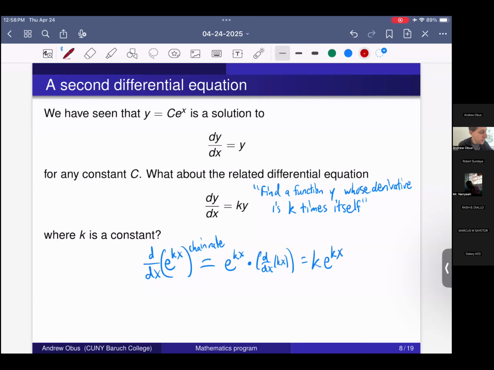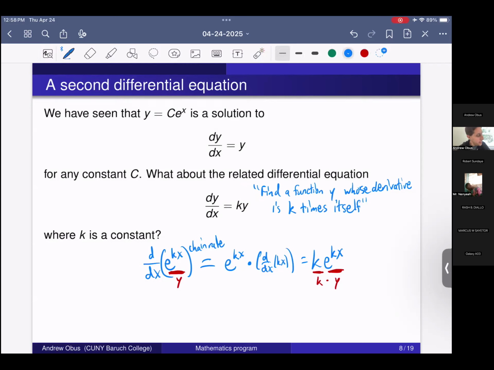And this works. We have a function here that when we take its derivative, we get k times the function. So if this is y, we get here k times y. So e to the kx is a solution to this differential equation, dy dx equals ky, when k is a constant.